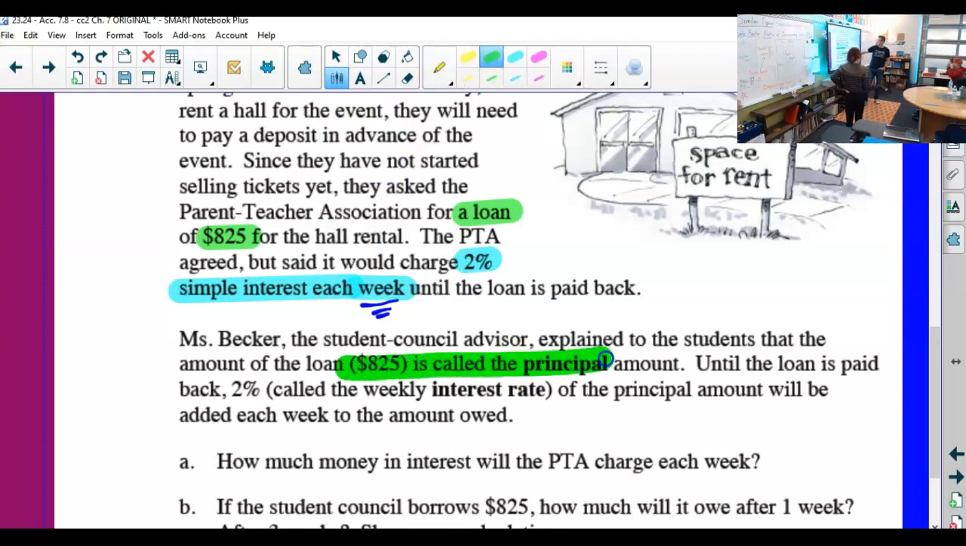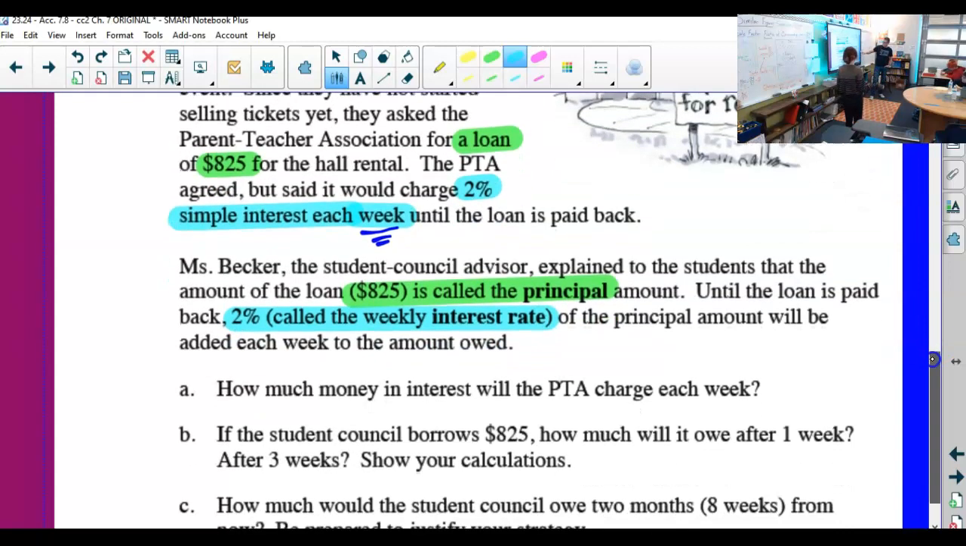Until the loan is paid back, notice how they don't say capital principal. Until the loan is paid back, 2% is called the weekly interest rate. The principal amount will be added each week to the amount owed. A, how much money in interest will be being charged?